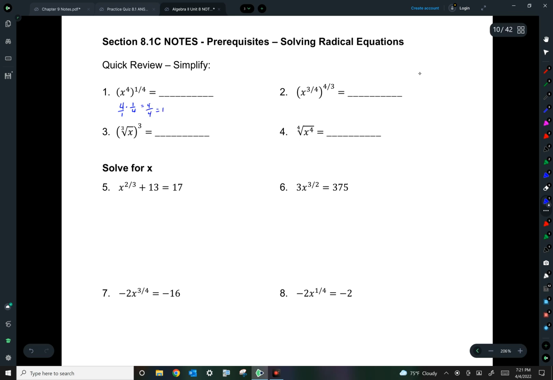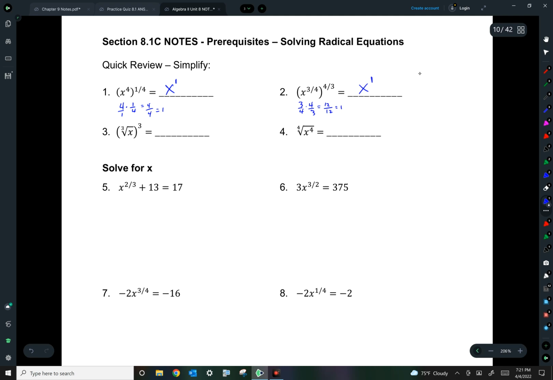So when I multiply 4 times 1/4, I just get x to the first. And no, you really don't have to write the 1, but I just wanted to show you that I was multiplying my exponents. So go over here to number 2. If I multiply my exponents, I'm going to have 3/4 times 4/3. Again, won't that just be 12 over 12, which is 1? So if I multiply my exponents, I just get x to the first.